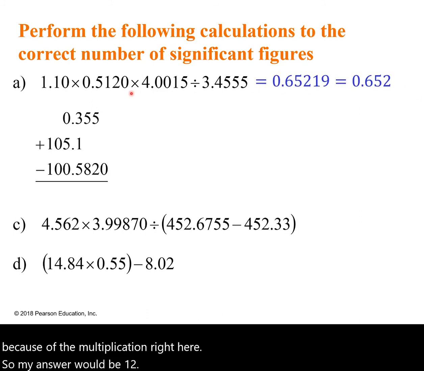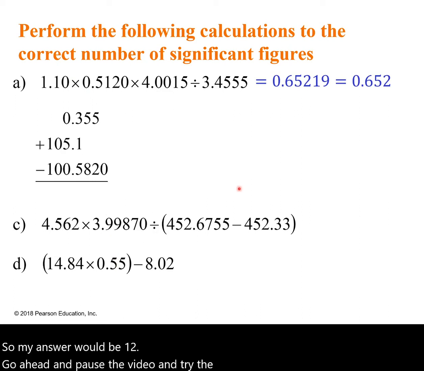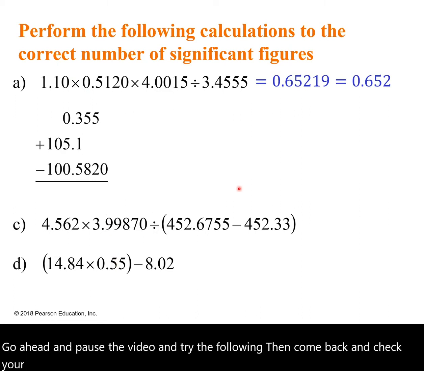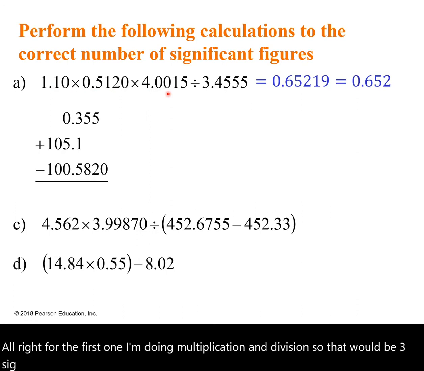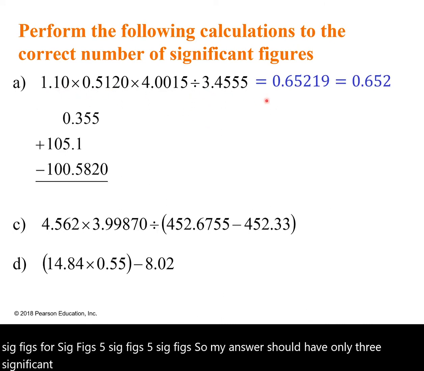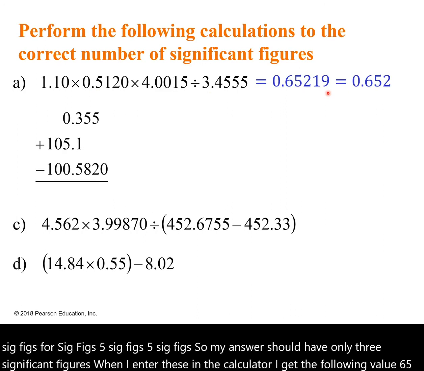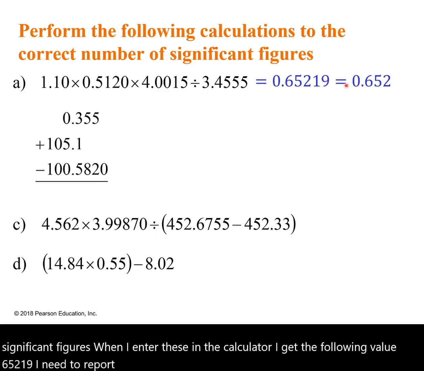Go ahead and pause the video and try the following. Then come back and check your answer. And then I'll explain. All right, for the first one, I'm doing multiplication and division. So that would be 3 sig figs, 4 sig figs, 5 sig figs, 5 sig figs. So my answer should have only 3 significant figures. When I enter these in the calculator, I get the following value, 0.65219. I need to report that answer to 3 sig figs, so it's simply 0.652.